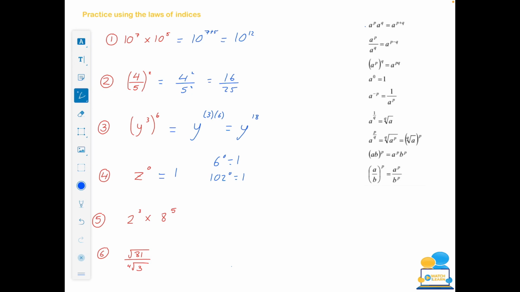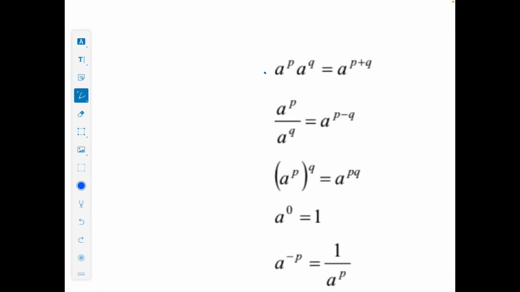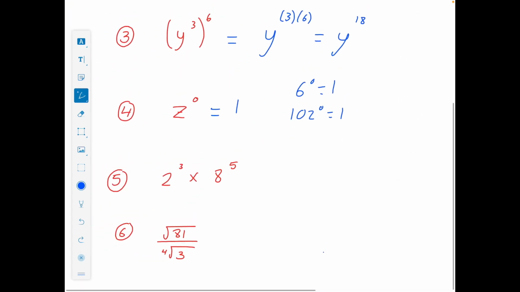Okay, now things get a little bit trickier for question 5. So this looks like, well, it is multiplying. So we are going to end up using law 1 up here. But it's not that straightforward. If you notice with this, the bases are the same. What I mean by the bases is the big number. So it's a to the power of something multiplied by a to the power of something. But here we have 2 to the power of something multiplied by a to the power of something. So the bases aren't the same.